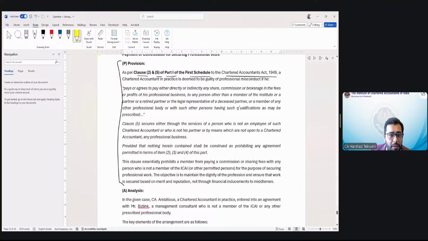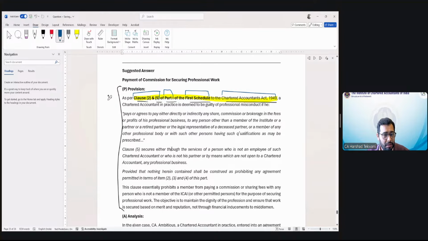Now, mentioning the entire line, the clause number, then the part number, then the schedule number, then the CA Act, is mandatory. You have to specify these sections. This is the clause, this is the part, this is the schedule, and this is the act. These elements are necessary. I cannot write clause 2 and 5 of CA Act. No. Incorrect. I cannot write clause 2 and 5 of first schedule.